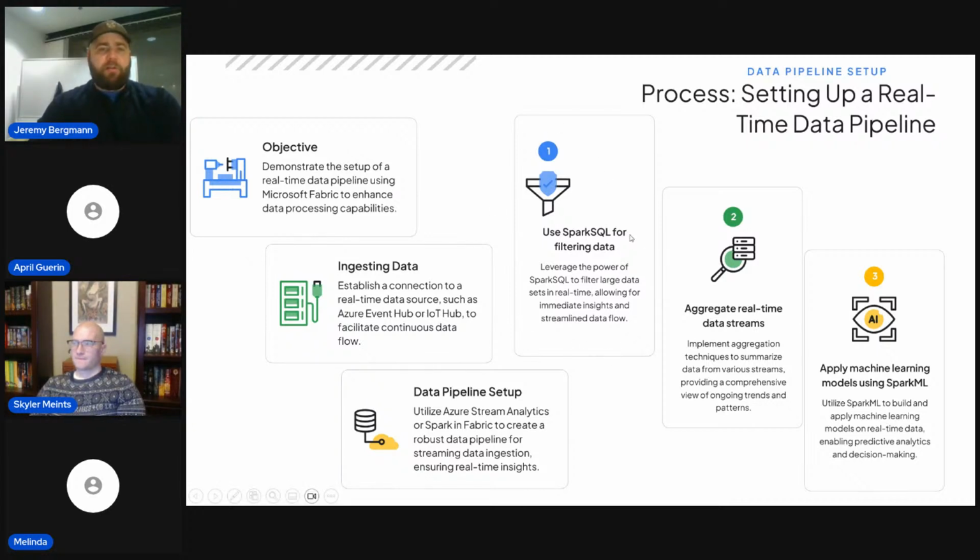So first you can use Spark SQL for filtering data. You can also use the KQL query language in that processing engine, but you can filter large data sets in real time that way. Usually you're filtering down the real-time data sets to be able to get just what you need out of it. You can also aggregate real-time data streams. You'll often summarize them to what you need to be able to view ongoing patterns and trends, visualize in Power BI. Then you can apply machine learning models to them using Spark ML.